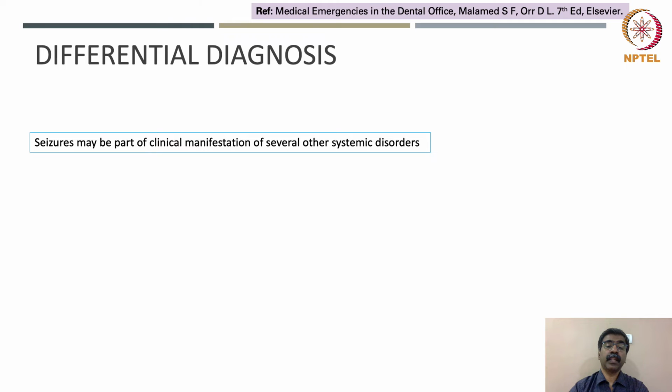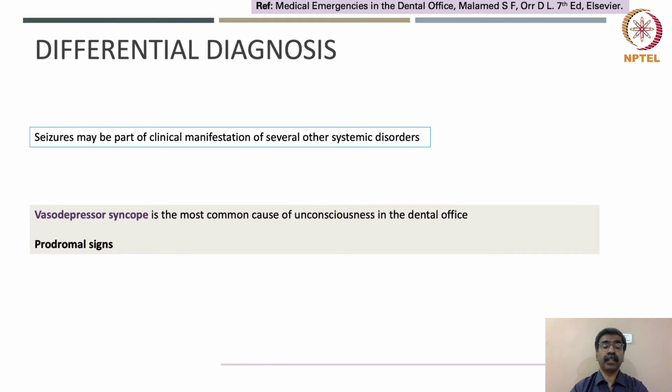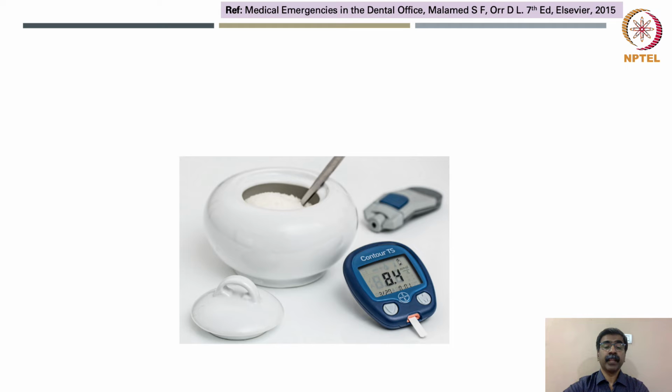What are the likely differential diagnoses? Vasodepressor syncope is the most common cause of unconsciousness in the dental office if hypoxia or anoxia persists. A distinguishing factor that indicates vasodepressor syncope is the presence of a definitive precipitating factor, which most likely is fear in the dental office.